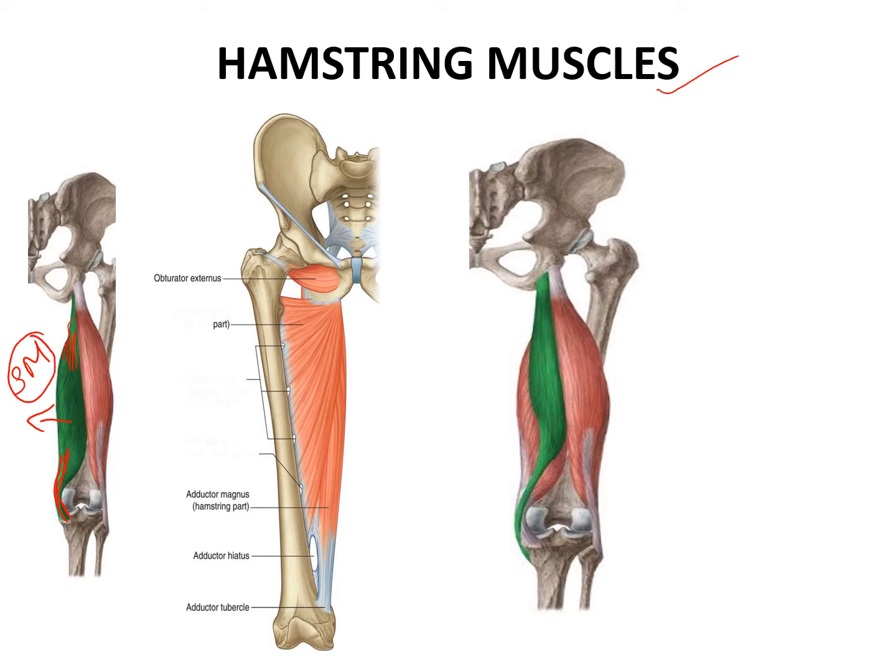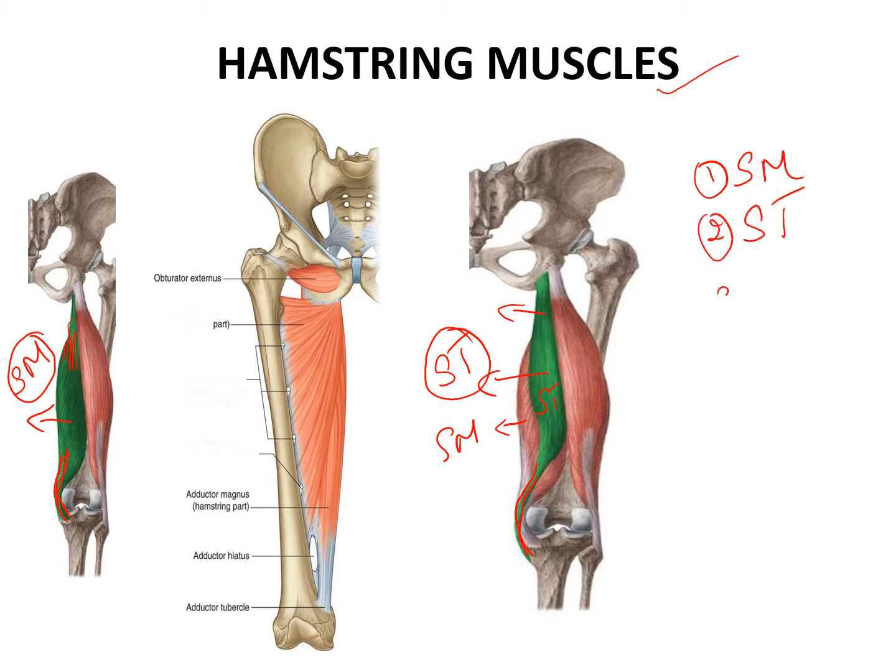Then we have another muscle which is called semitendinosus. This muscle is called semitendinosus because it arises by fleshy fibers and its insertion is tendinous. If you can appreciate here, the semitendinosus will rest over the semimembranosus. So we have discussed two hamstring muscles, namely semimembranosus and semitendinosus.